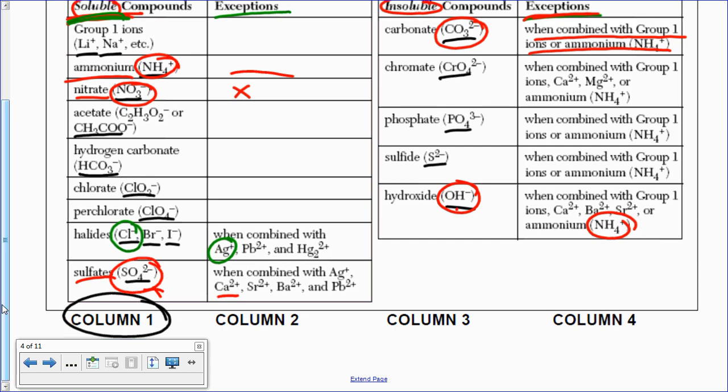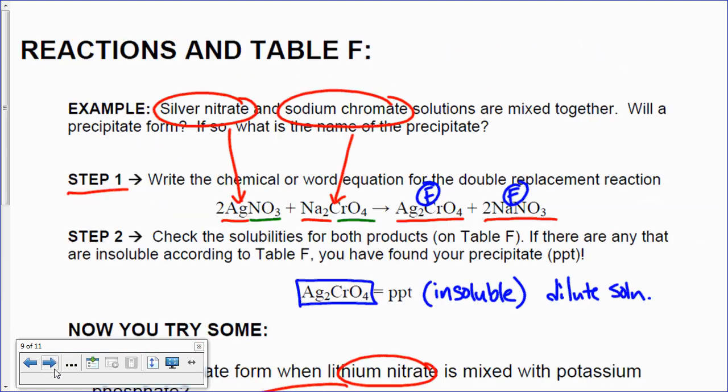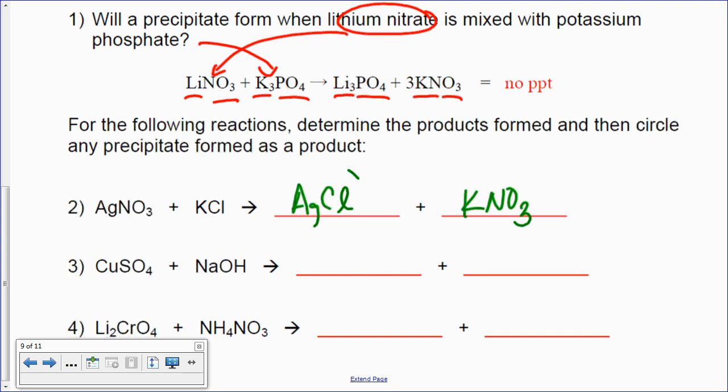Now let's check KNO3 to make sure. Well, there's nitrates, and there's no exception. So all nitrates are always soluble all the time. Let's go back here. So we're going to circle the one that makes a precipitate. So that would be AgCl. That would be the precipitate, and it would fall to the bottom of the container.